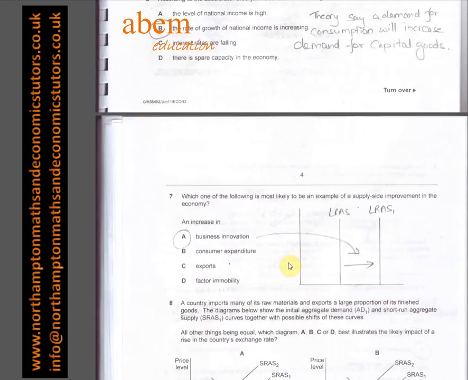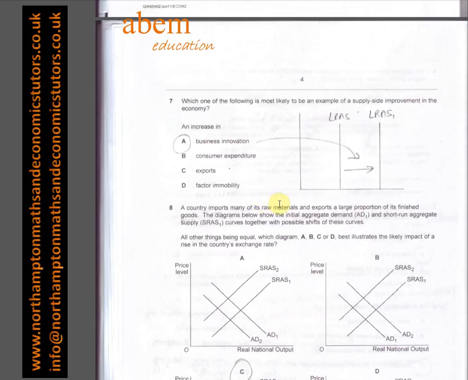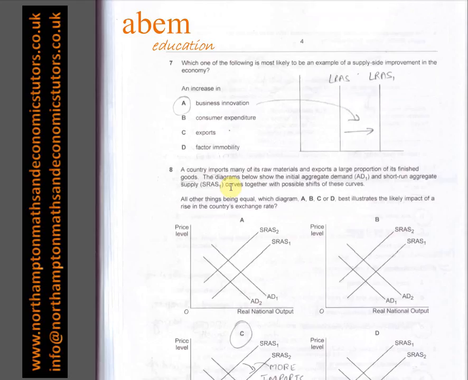Which one of the following is most likely to be an example of a supply side improvement in the economy? In question number 7, an increase in business innovation, as I have demonstrated with a diagram, will move the LRAS to the right, which is supply side. Consumer expenditure is demand side, so are exports, as we know, X minus M, and factor immobility.